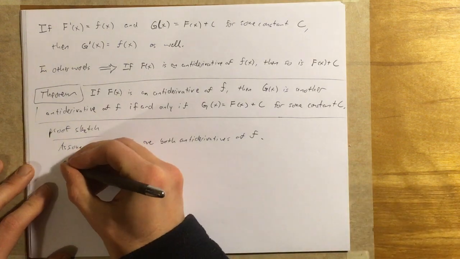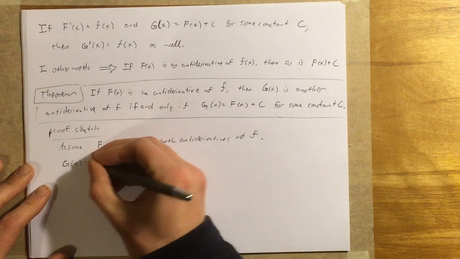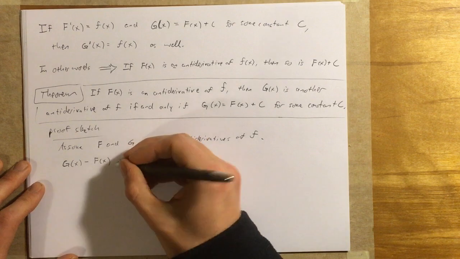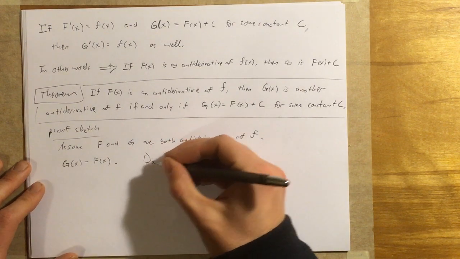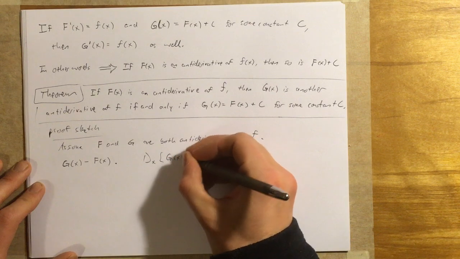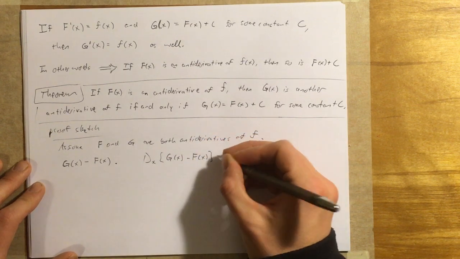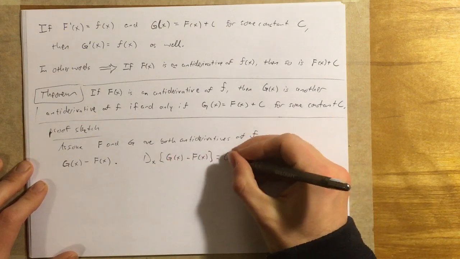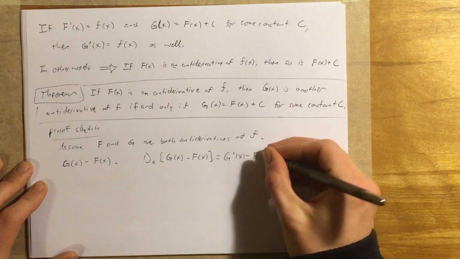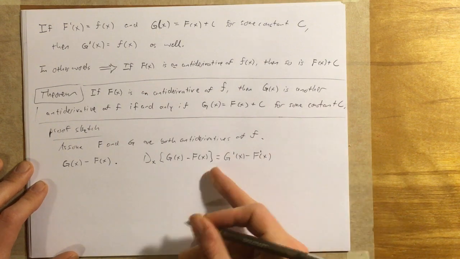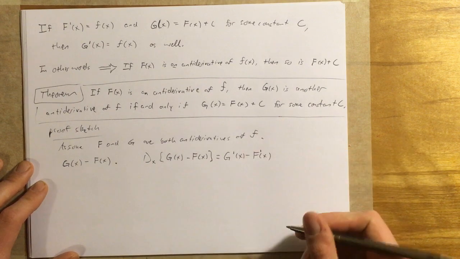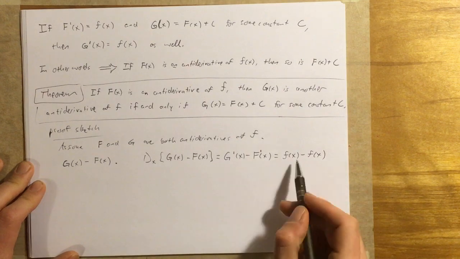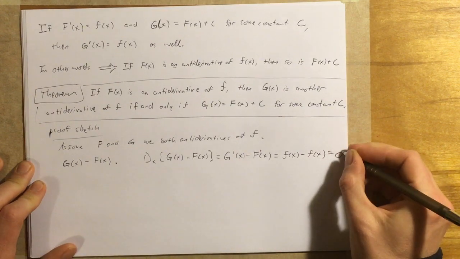We're going to look at the difference between them, capital G of x minus capital F of x. What happens if we take the derivative of that difference? The derivative with respect to x of capital G minus capital F. Well, we know that the derivative operator distributes over subtraction, so we get g prime minus f prime. But since both capital G and capital F are antiderivatives of lowercase f, this is lowercase f minus itself, right? Both of those derivatives are equal to the same thing. So this is 0.